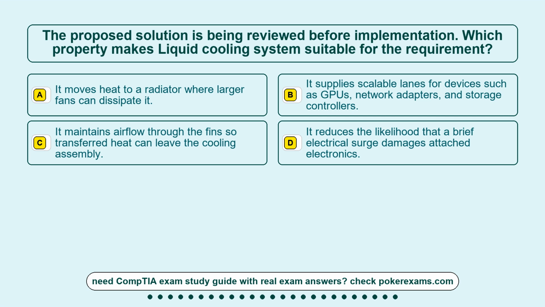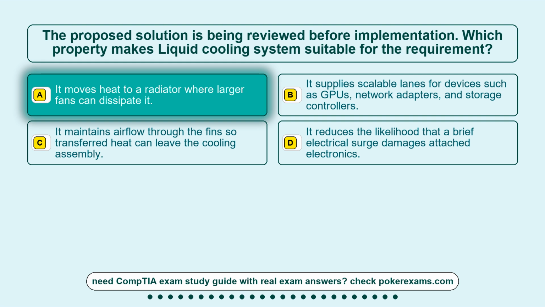Question 1. The proposed solution is being reviewed before implementation. Which property makes liquid cooling systems suitable for the requirement? Option A. It moves heat to a radiator where larger fans can dissipate it. Option B. It supplies scalable lanes for devices such as GPUs, network adapters, and storage controllers. Option C. It maintains airflow through the fins so transferred heat can leave the cooling assembly. Option D. It reduces the likelihood that a brief electrical surge damages attached electronics.